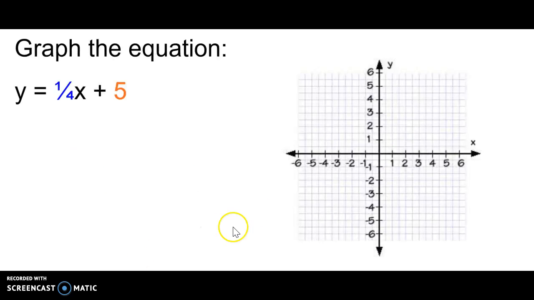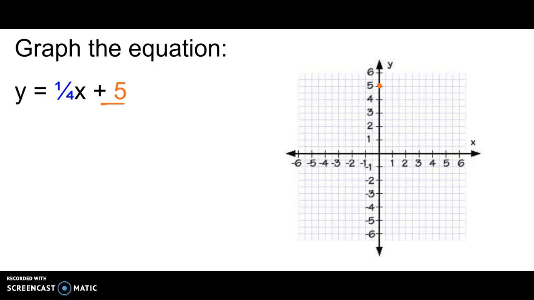So if we want to graph an equation in that format, I have an example here. We're going to start by looking at the y-intercept, and we are going to go to our y-axis and find this number on our y-axis. So this is positive, so we're going to come up here to positive 5 on the y-axis, and we're going to put a point, and that's the point that will be on our line.